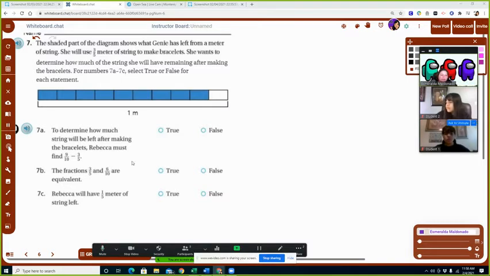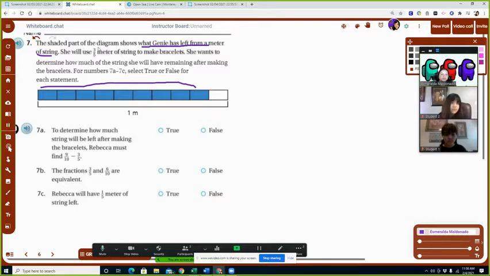And so we have here on A, to determine how much string will be left after making the bracelet, Rebecca must find 9/10 minus 3/5. So it's asking whether it's true or false. So let's go back to the problem, read it closely, and underline the important information. So here we have a shaded part which shows what Jenny has left from a meter of string. So this is 1 meter. This is what she has left.